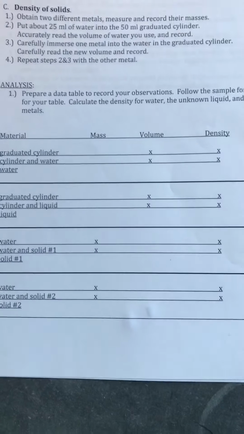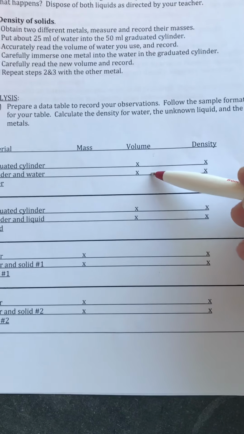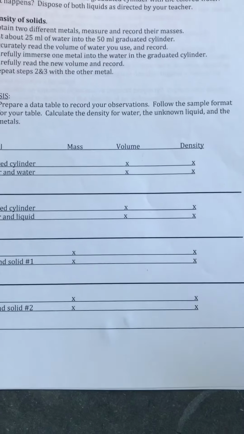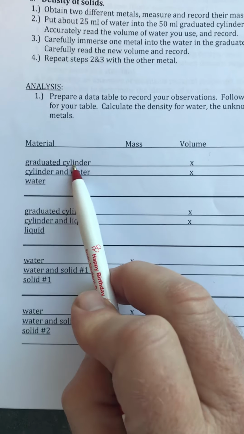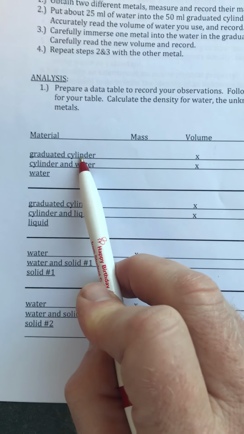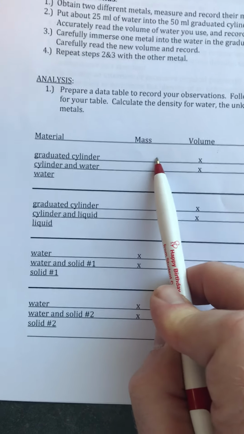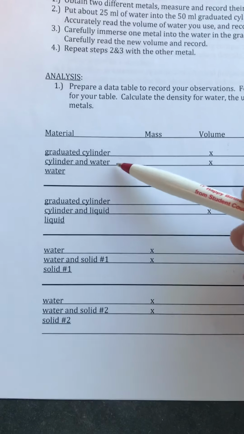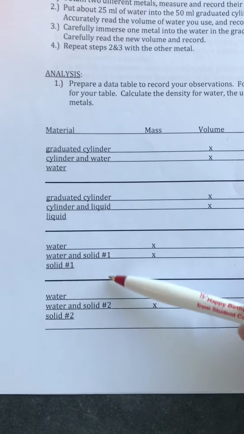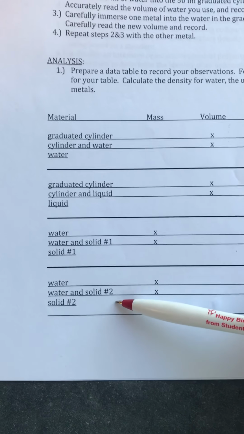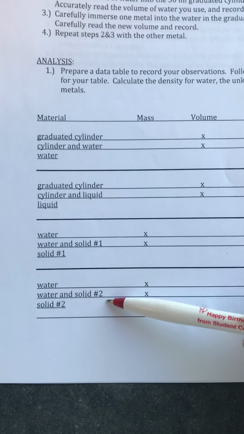Now on this data table, you're going to see a couple of X's here. That means you don't need that. So for example, I put here graduated cylinder. You want the graduated cylinder mass. And we did that. We took the graduated cylinder mass. This first part is for the water. The second part is for the liquid, which is the mineral oil. And then we have solid 1 and solid 2. So we used zinc and lead.